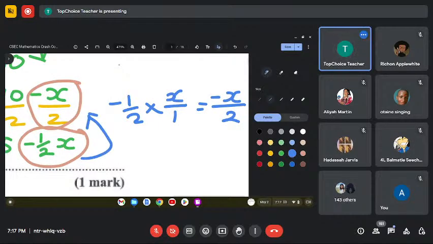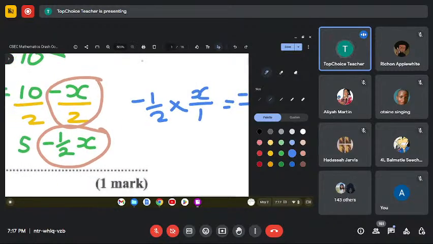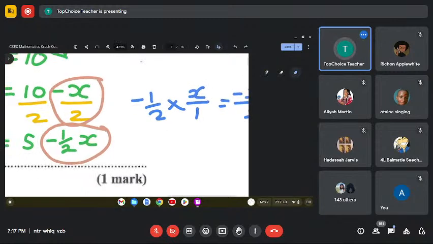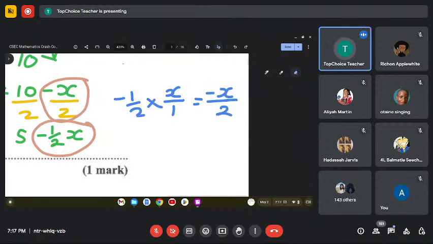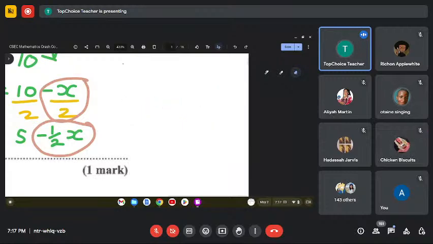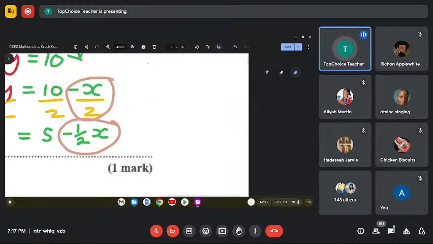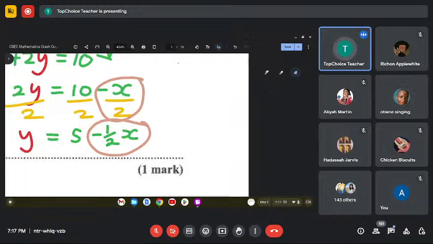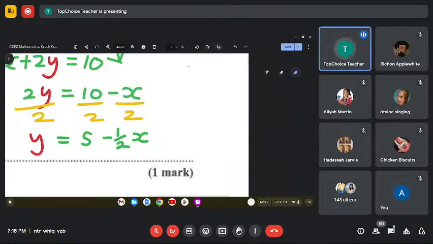Hopefully, this is just mathematical techniques that you need to develop to help you speed up your work in the exam. But what's negative a half x? Just think about it. Dividing something by 2 is the same as multiplying by a half. If you divide by 2, that's the same as multiplying by a half. So that's like what we do in here, right? So I can erase these two circles now.